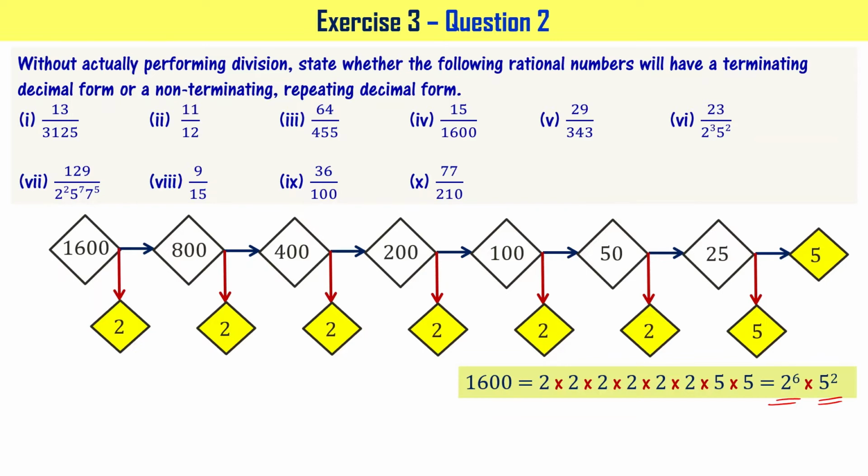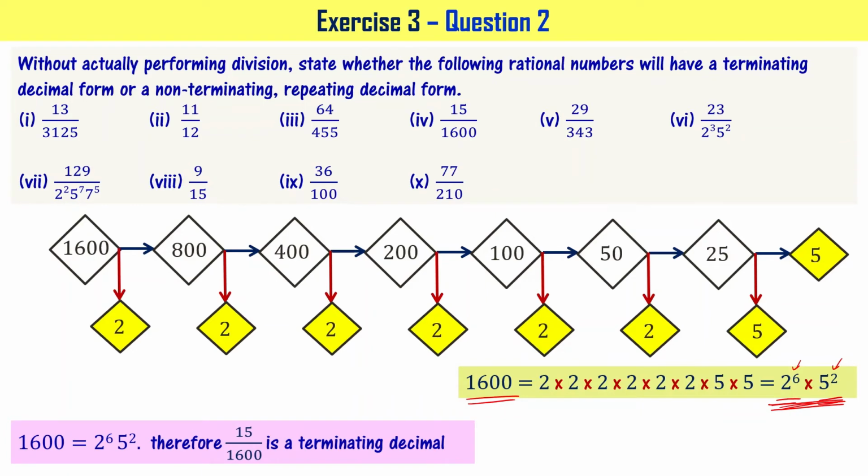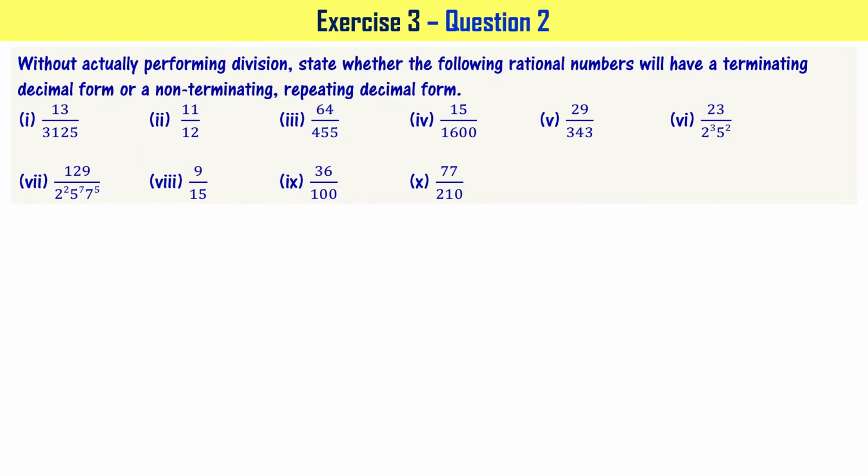power 2, right? You may recall that we were able to express the denominator 1600 in the form of 2 power n 5 power m, right? Where n equals 6 and m equals 2. For that reason, we can say that the given ratio, that is 15 divided by 1600, is a terminating decimal. Got it? Now let's go to the next part of the problem, that is 29 divided by 343.